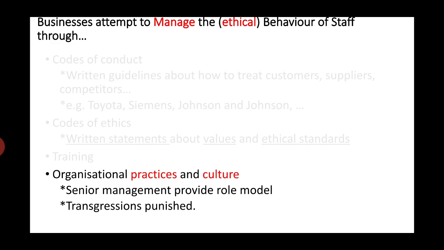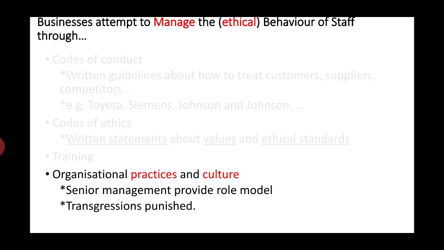And the last one is organizational practice and culture. This is one of the things we are looking for in our assignment. Always the organizational practices and culture. Culture will come from ethical behavior, how you train your employees. And those two points are under that.